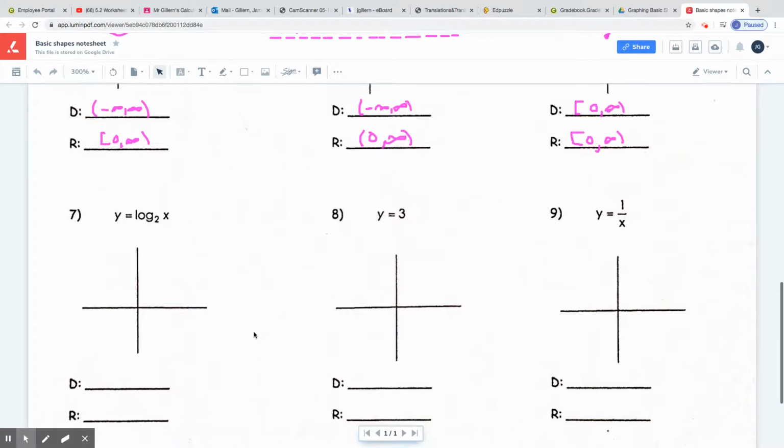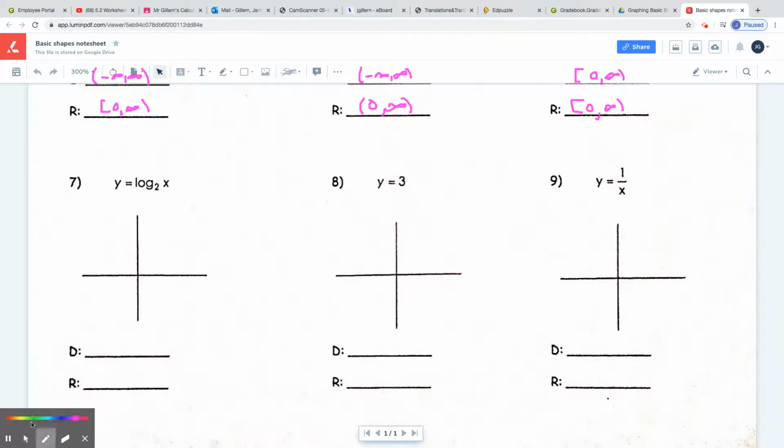Seven, log base 2. We just did these on your quiz. So this has a vertical asymptote, and it looks something like that. Don't write the points here, but normally it would be 1, 0, and the base comma 1, which would be 2 comma 1. Your domain for this one is not negative infinity to infinity. It's from 0 to infinity, but your range is from negative infinity to infinity.